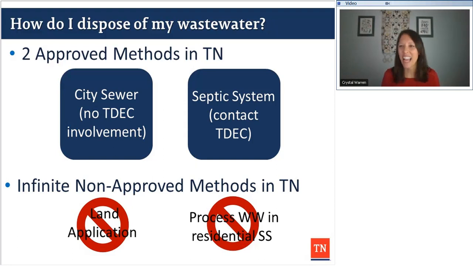Often I'm asked, is another method approved, X, Y, and Z, such as land application, connecting your business septic system with your residential septic system. We have a ton of not approved methods in Tennessee. So that's just 2 of the questions I get. We have 2 approved methods, lots of non-approved methods. Just try to make that as simple as possible.